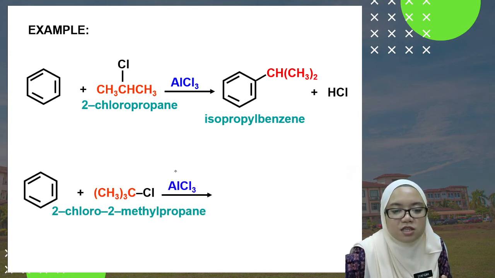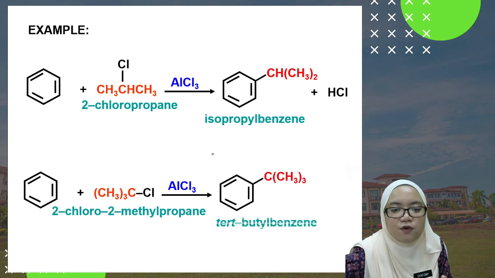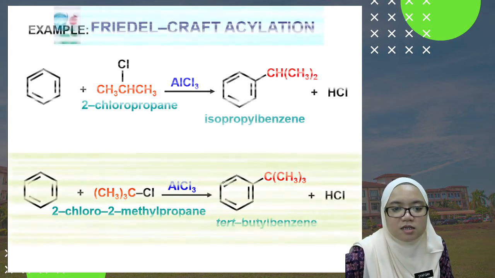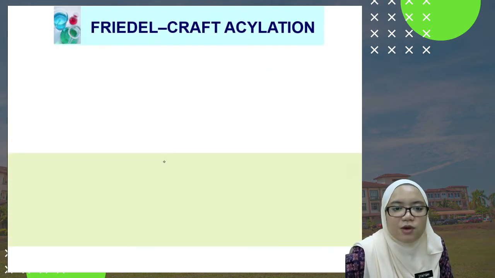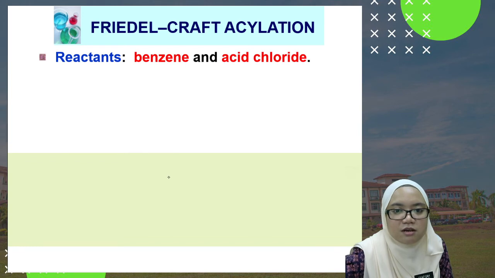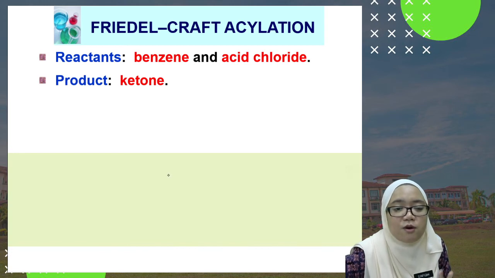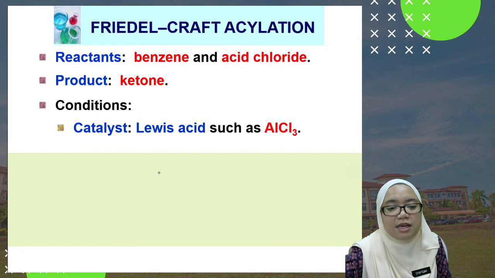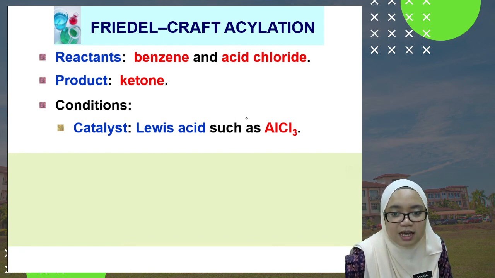So with the presence of catalyst, we will form tert-butyl benzene, plus HCl, the byproduct. Okay, next. We are going to look at the last reaction of benzene, which is Friedel-Crafts acylation. Friedel-Crafts acylation has reactants benzene and acid chloride. So we will form a ketone as a product under the condition with catalyst Lewis acid such as AlCl3.